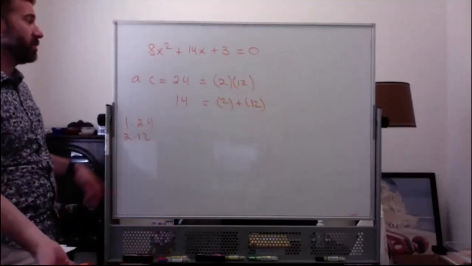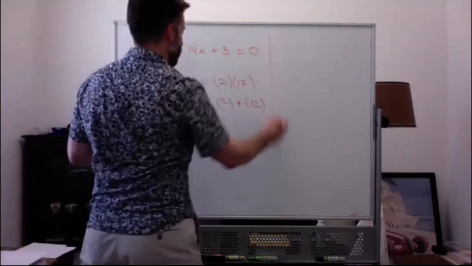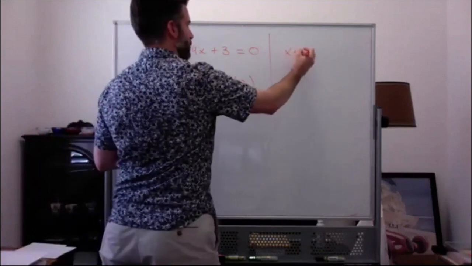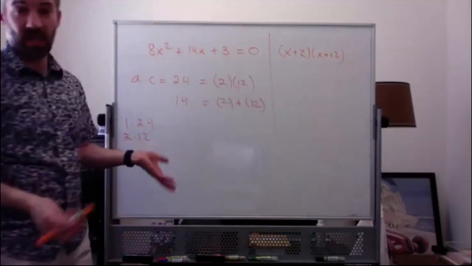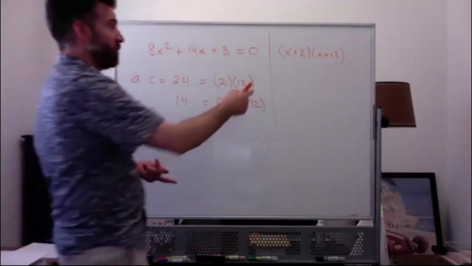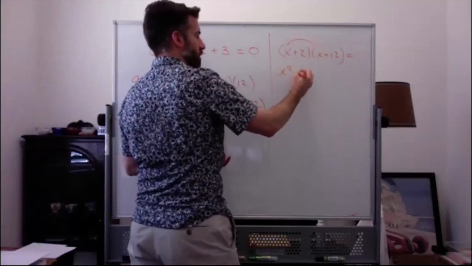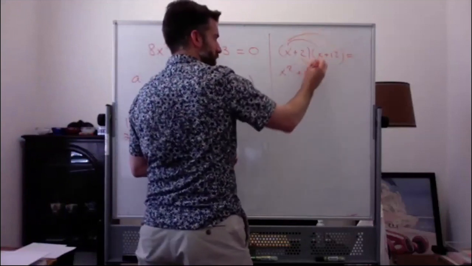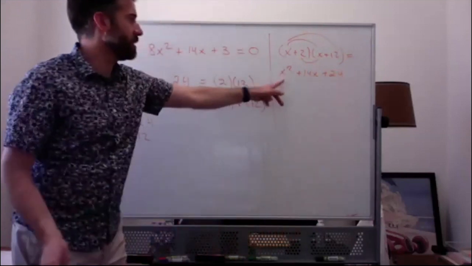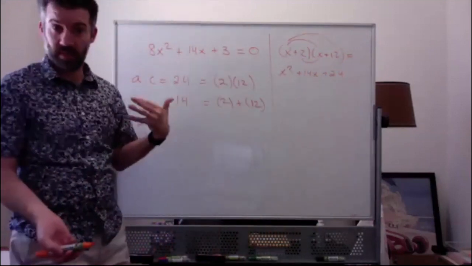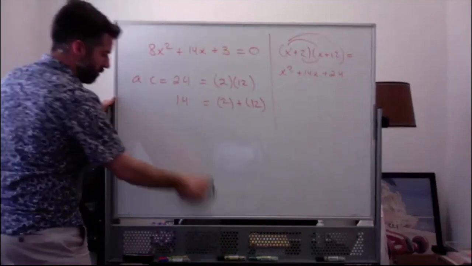So again, I want to remind you, because I know it's been a day, that doesn't mean that this factors as x plus 2 times x plus 12. It definitely doesn't factor that way. Because if you multiply this out, this would multiply out as x squared plus 12x plus 2x is 14x plus 24. And this and this are definitely not the same. The whole point of doing this is so that we can factor by grouping.